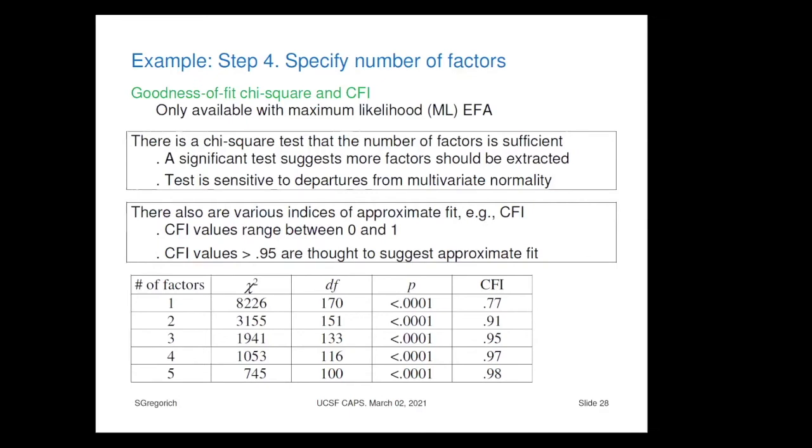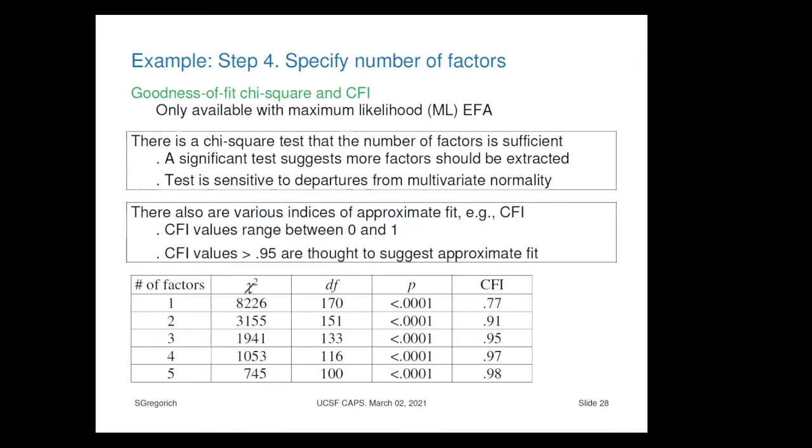So again, a significant goodness of fit test means that you probably haven't extracted enough factors, but also, as I mentioned before, this test is really sensitive to departures from multivariate normality. And so in this case, we see these huge chi-square tests with tiny p-values, even up to 5 factors. And so it's likely the case that there is some violation of chi-square goodness of fit test assumptions here.